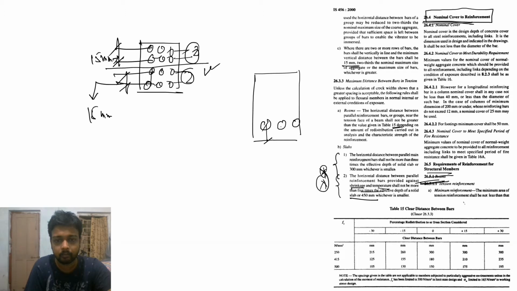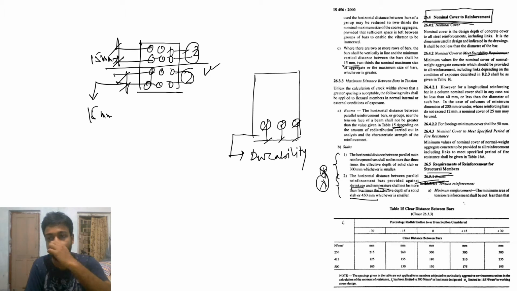That distance is called nominal cover. Why will we provide this nominal cover? Because of durability. In the next clause it says nominal cover to meet durability requirement.